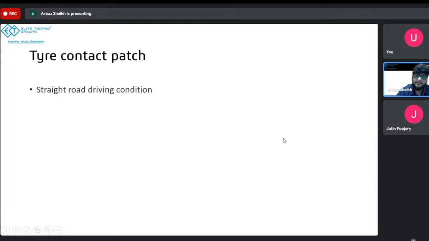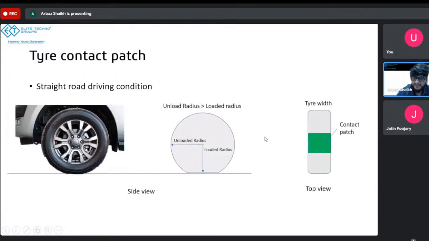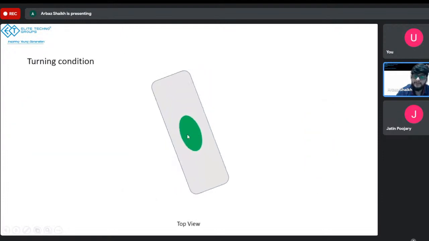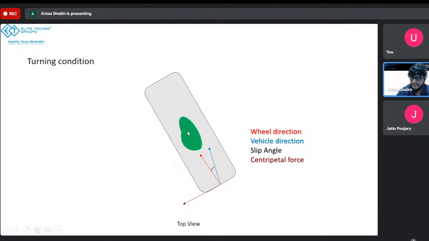Then we studied how the contact patch acts in a straight driving condition, where it's on a straight road. It looks something like this egg-like shape. And when you're turning, it deforms slightly because of the centripetal force, and it looks like this, and that's what generates your slip angle, right?